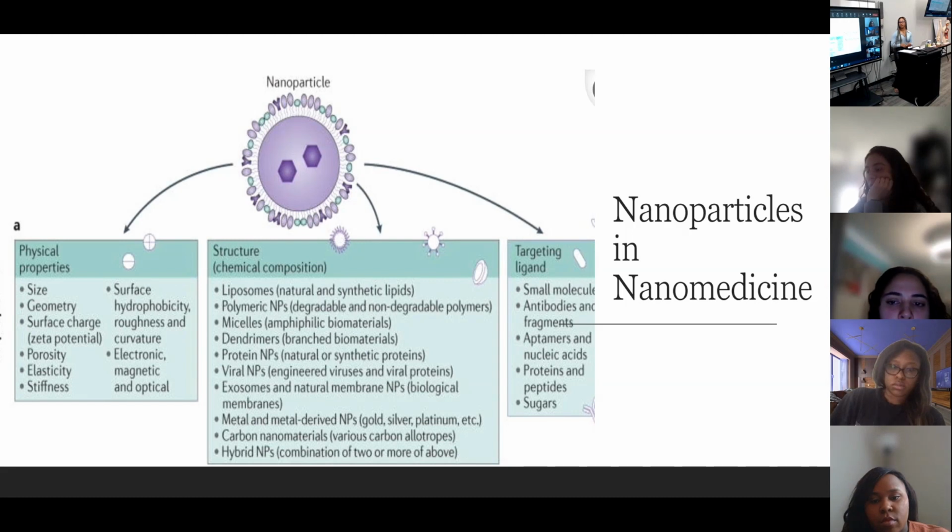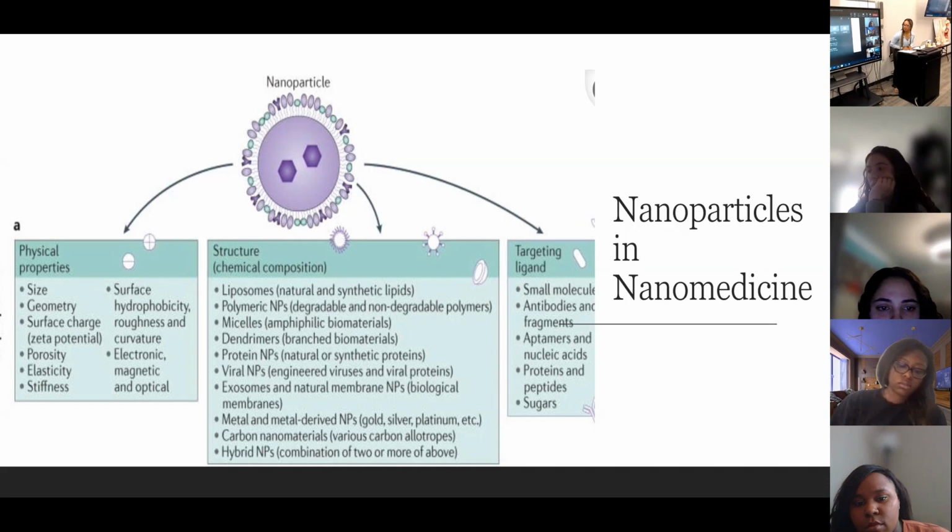And then the targeting ligands depend on the small molecules, the antibodies and fragments, the aptamers and nucleic acids, and the proteins and peptides along with the sugars. I'll now pass it on to Elizabeth to talk about nanocarriers.